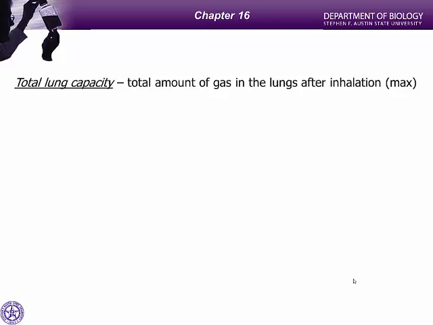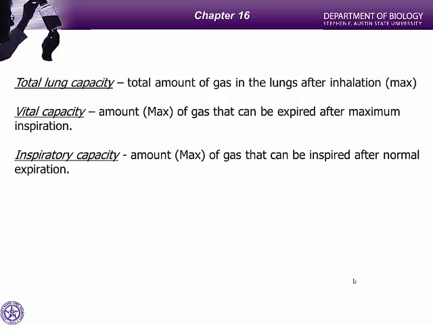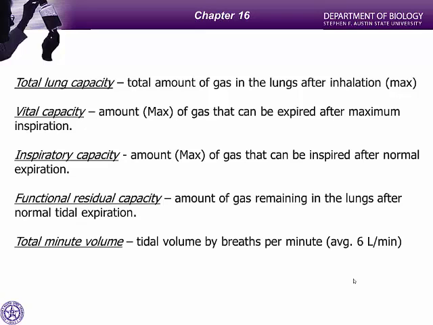Total lung capacity, that's just all the gas that's in your lungs, top to bottom, including that residual volume. We saw in our previous slide the vital capacity. This is the total amount of gas that can be expired after a maximum inspiration. Inspiratory capacity is the amount of gas that can be inspired after a normal exhalation. There's our functional residual capacity, the amount of gas remaining in the lungs after normal tidal expiration. The residual volume is what remains after you have exhaled as much as you possibly can.